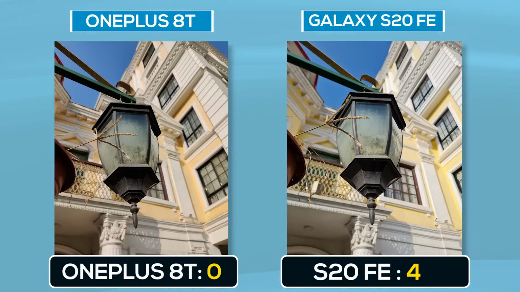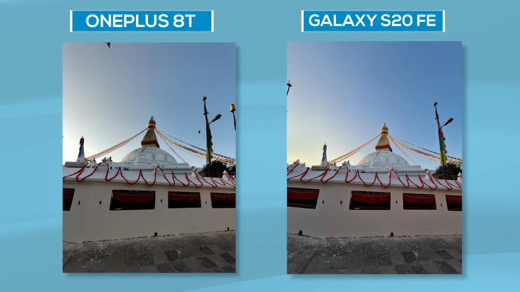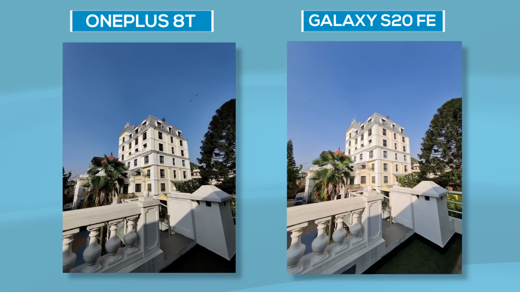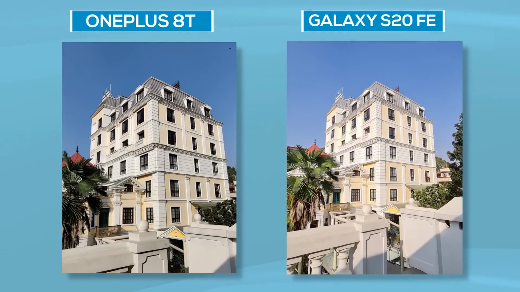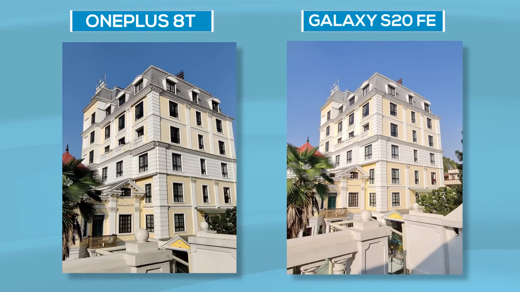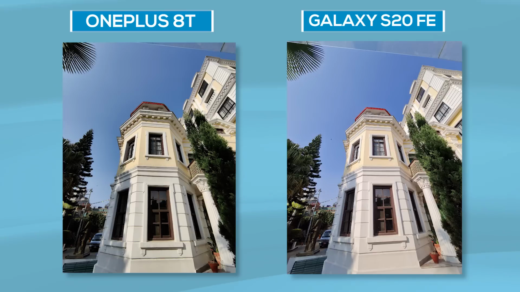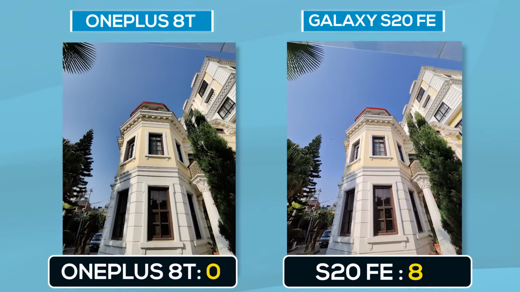Now, ultra-wide-angle photos are evidently better on the S20 FE, whether it be in regard to the dynamic range or the field of view. Preservation of details is similar on both, but if you look at the shadowy areas on the OnePlus 8T, they look darker, while the S20 FE is able to process them better. Again, Samsung's optimization takes the cake here. So this round 2 goes to the S20 FE.